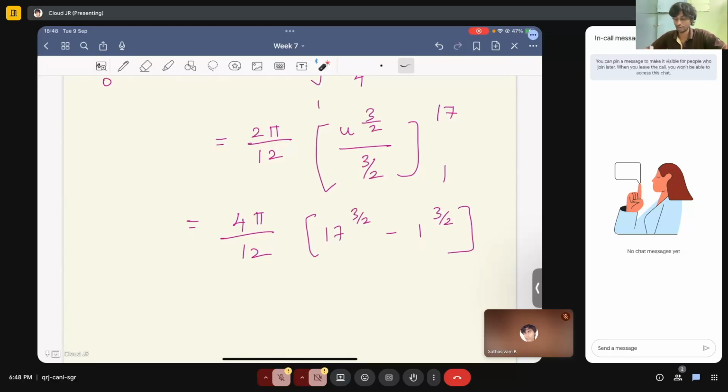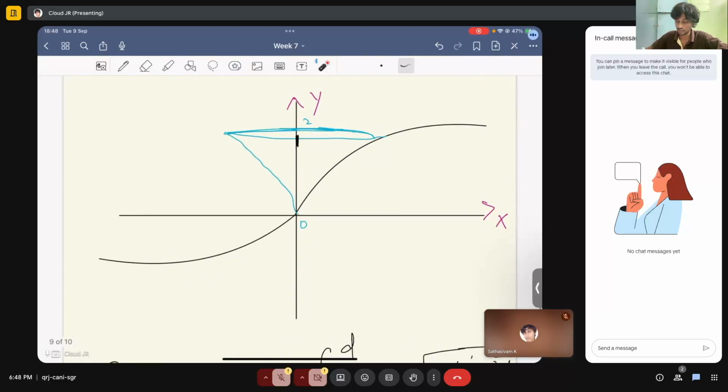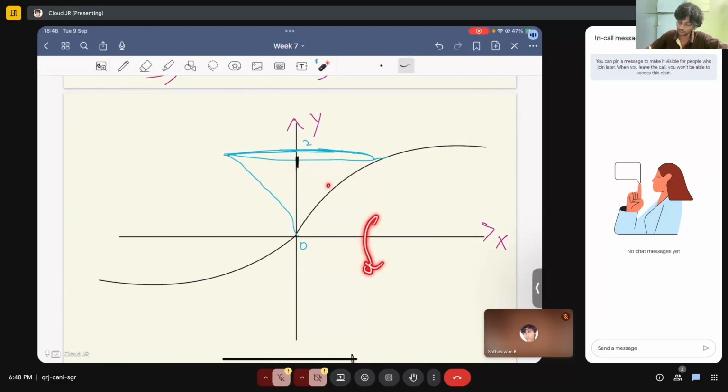If you want, you can compute the decimal also, which I have computed. It will be 24.118, in whatever units you have, so unit square. But we don't need it. Anyway, what we have seen is you can rotate along the x-axis also, and you can rotate along the y-axis also, and we have seen examples in both cases.